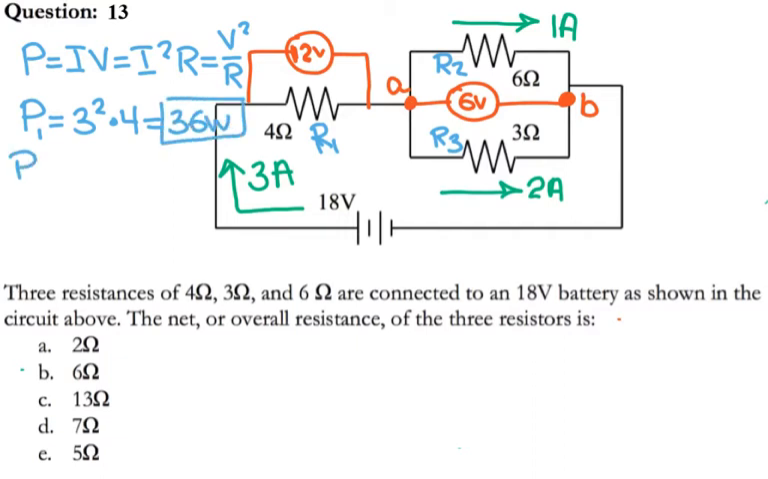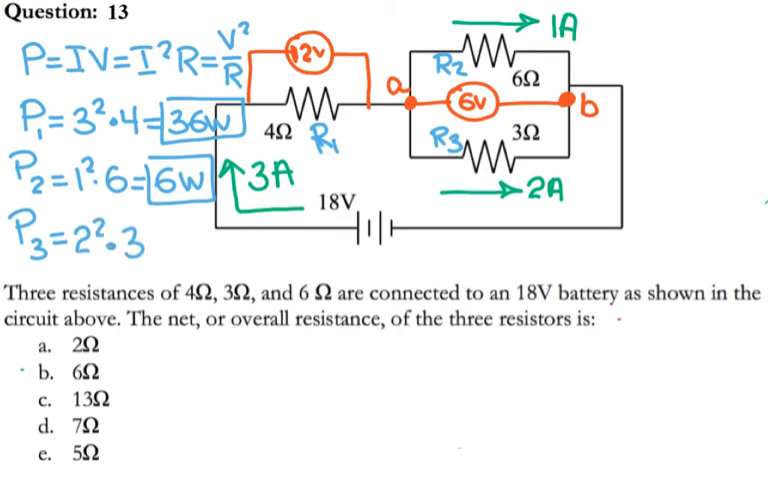If I calculate the power on the second resistor, I can do the same. I squared, which is 1 squared, times the resistance, which is 6. That gives me 6 watts. And if I calculate the power on the third resistor, it is I squared, which is 2 squared, times the resistance, which is 3. So that gives me 12 watts.